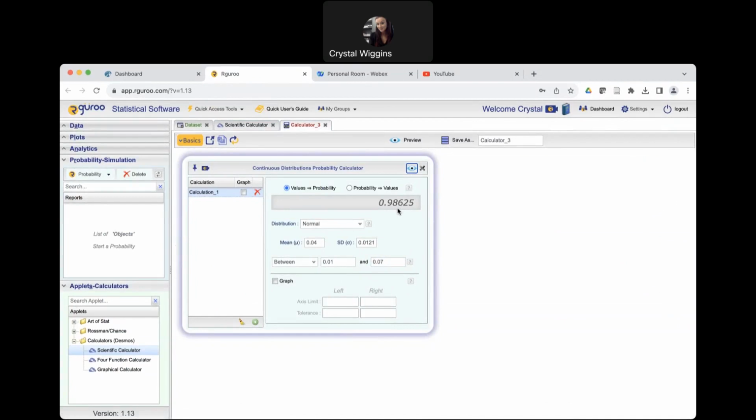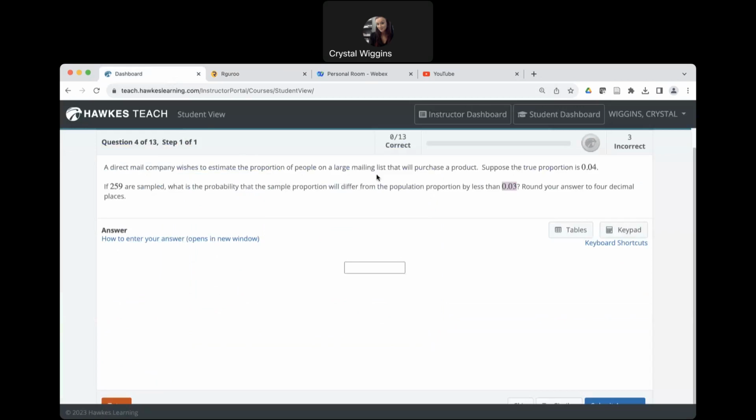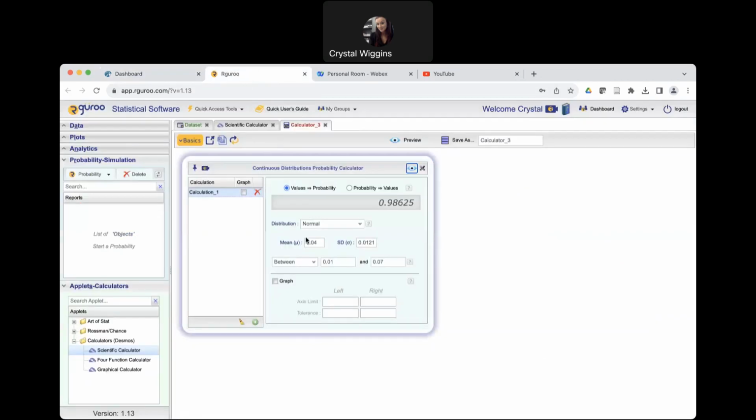So there's approximately a 99% chance that the proportion for whatever we're working with, what were we working with? Oh, that the proportion of people on a large mailing list will be between 1% and 7%, or 0.01 and 0.07.